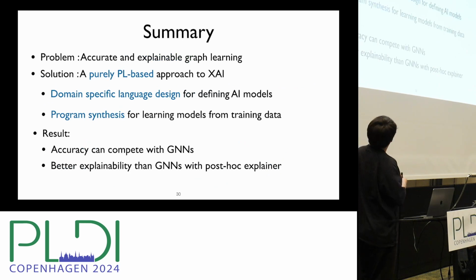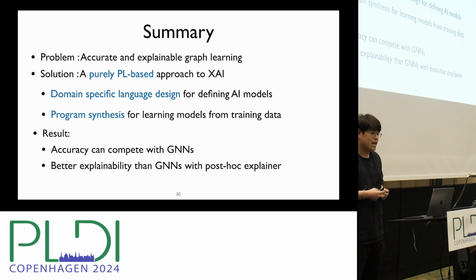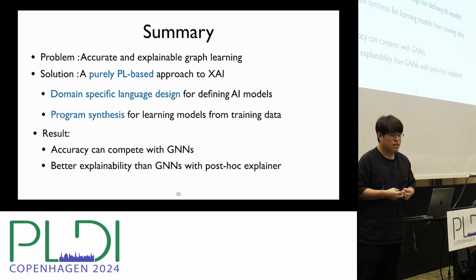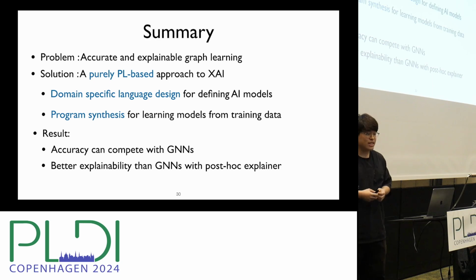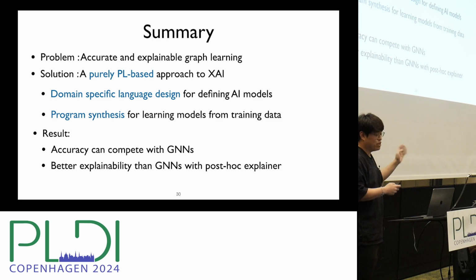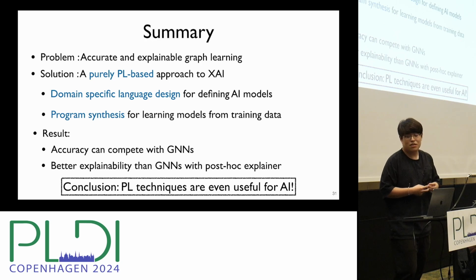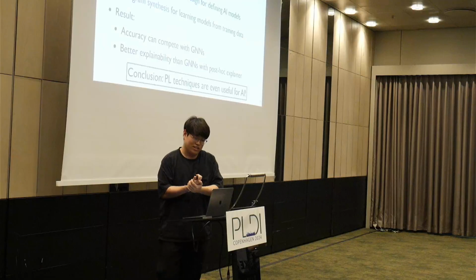So this is the last slide of this talk. In this work, we designed a new, accurate, and explainable graph machine learning method based on two key PL techniques. The first technique is domain-specific language design for defining AI models. And the second technique is program synthesis for learning models from training data. The evaluation results show that our method achieved a competitive accuracy compared to the GNNs, but provides high-quality explanations for the predictions. So the conclusion is, PL techniques are even useful for AI. Thank you for listening. I'm happy to answer any questions.